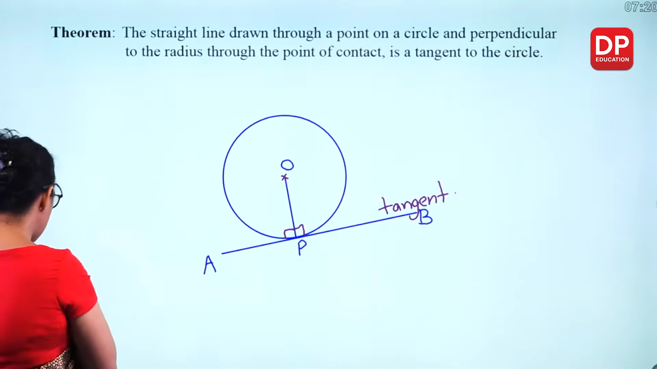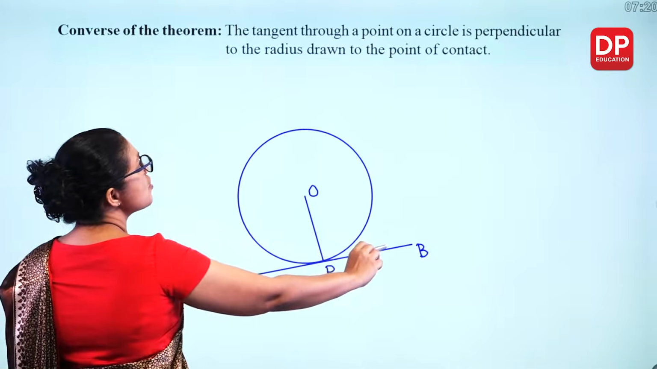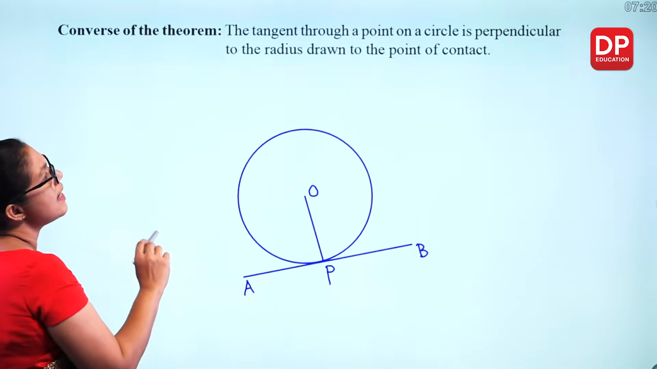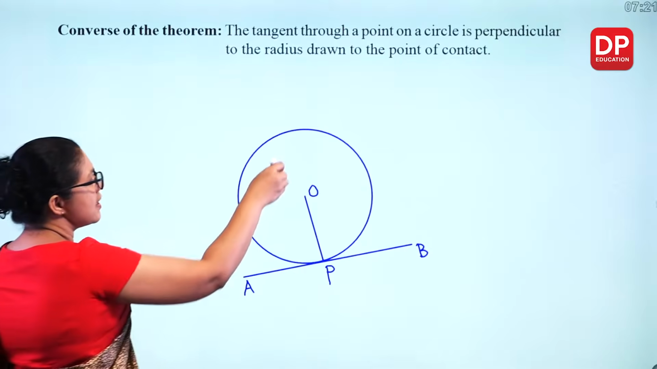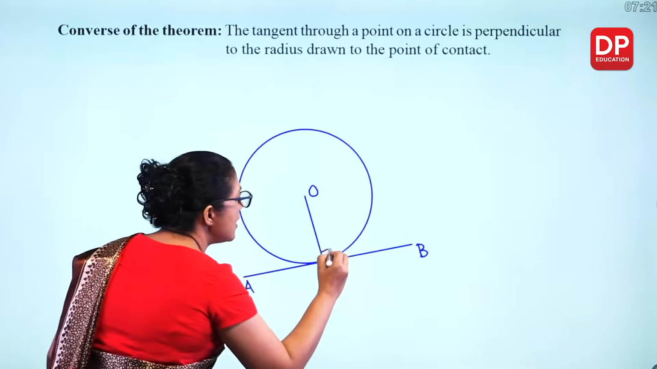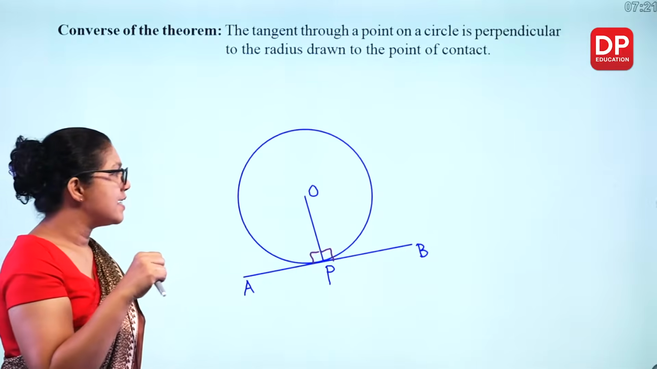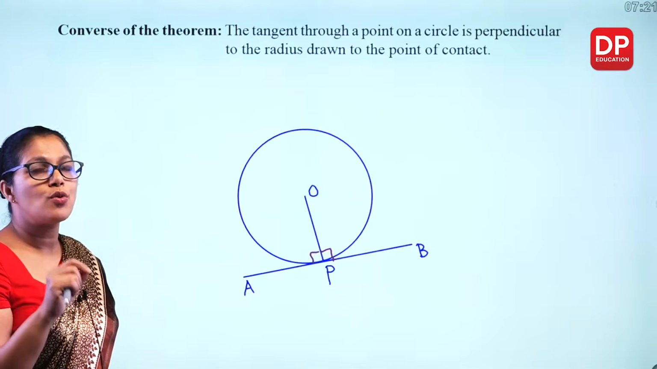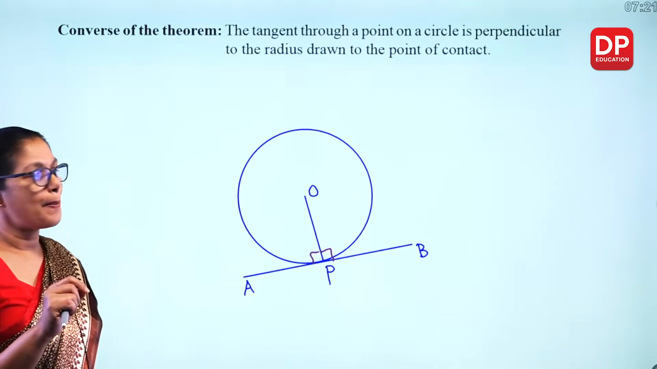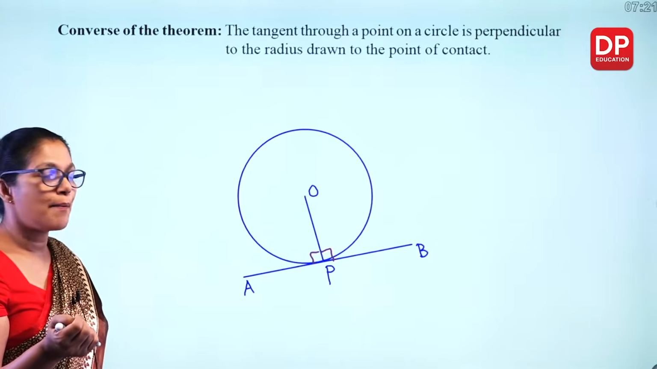Now, what's the converse theorem? Converse theorem says the tangent through a point on a circle is perpendicular to the radius drawn to the point of contact. So here also it says when you draw a tangent and a radius from the center to the point of contact, always those are perpendicular. So we'll apply this theorem in several examples.